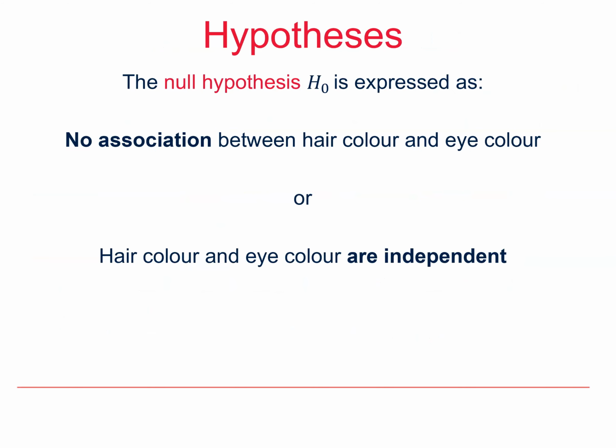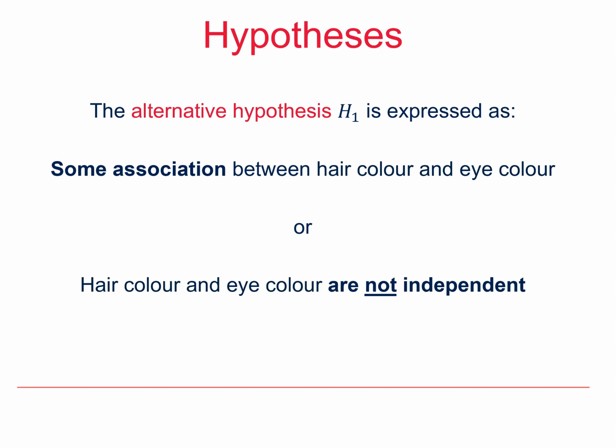So our null hypothesis would be expressed as no association between our two variables, which are hair colour and eye colour, or that hair colour and eye colour are independent. Remember that the null hypothesis is always the situation where there is nothing out of the ordinary, where everything is as expected, no association.